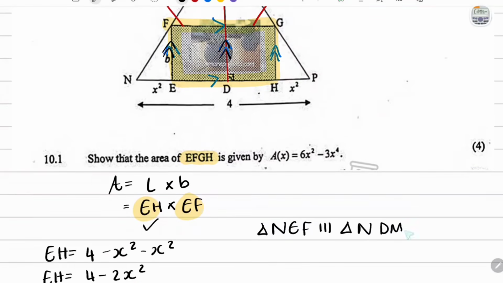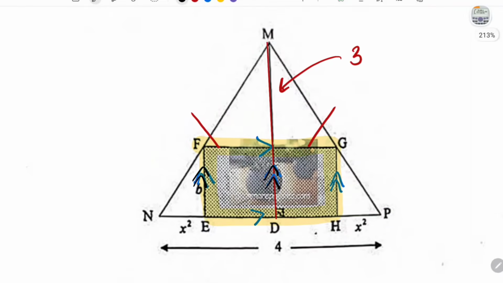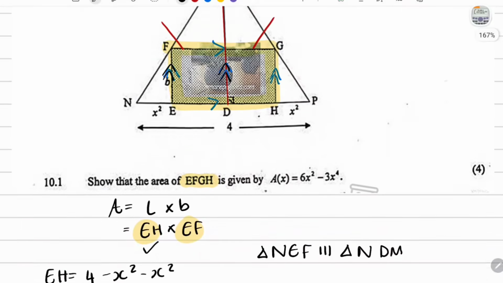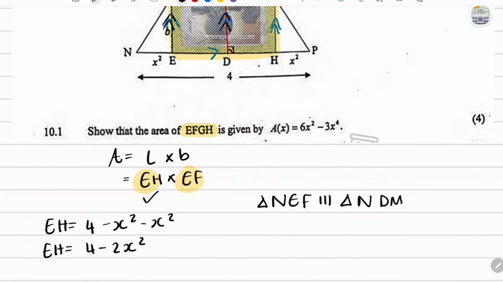Okay, and here's just a brief explanation for why they're similar. You have parallel lines, that's corresponding angles. Those two angles are equal. You have a common angle being equal, and by default the third angle in the triangles would be equal. So they're similar. And then what we're going to do is use these proportions.